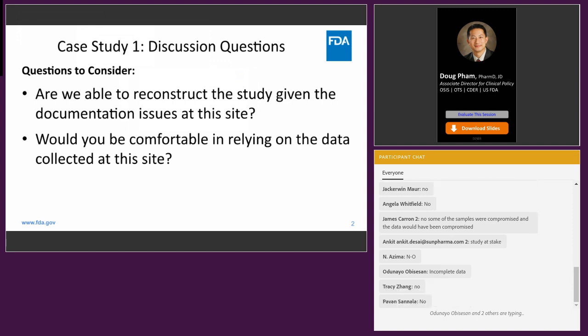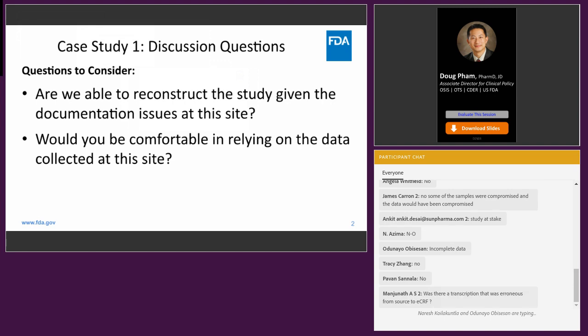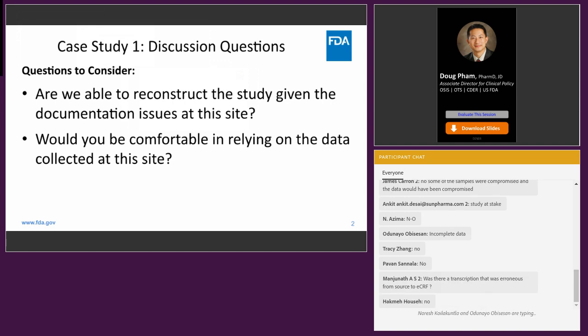So yeah, and I've noticed that some of you in the chat have said no or incomplete data, and I would agree with you. And I guess the second question is, can you rely on the data generated at the site? And what I would ask you is to contemplate whether you would rely on the data generated for this particular study. In addition, would you rely on the data generated at this site as a whole? Those are two separate analyses, but something to think about.